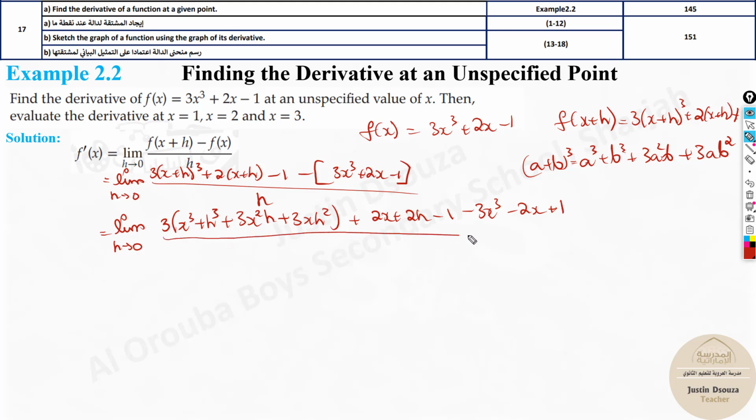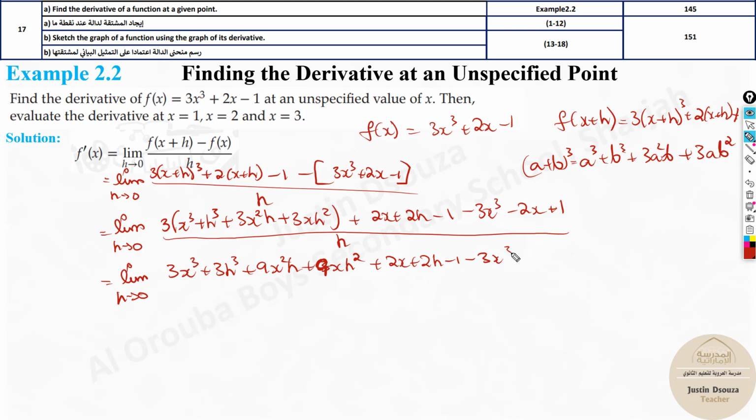It's direct substitution, algebraic substitutions, divided by h. Now again you have to multiply this 3, so we'll do that in one step itself. Limit as h tends to 0, it'll be 3x cubed plus 3h cubed plus 9x squared h plus 9xh squared plus 2x plus 2h minus 1 minus 3x cubed minus 2x plus 1. Then divide this by h.